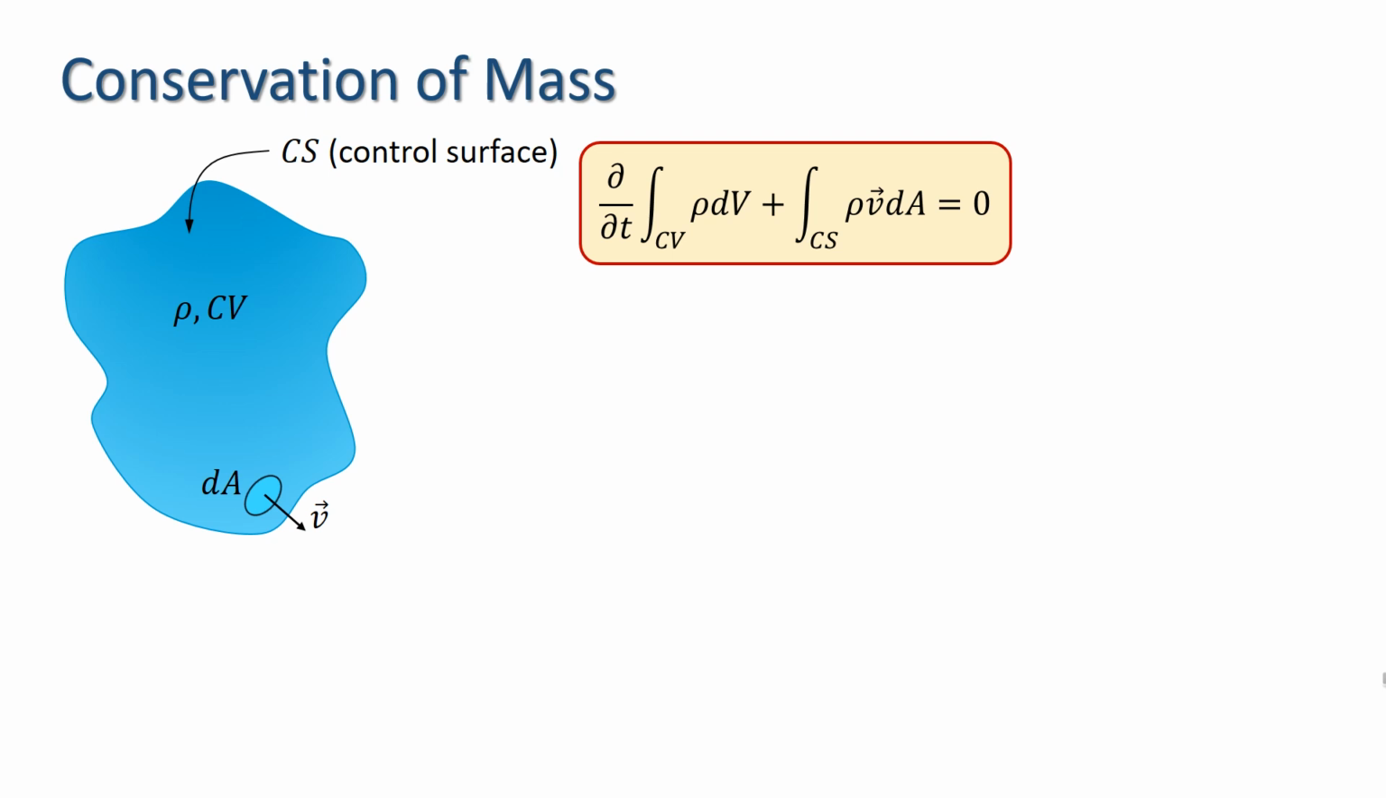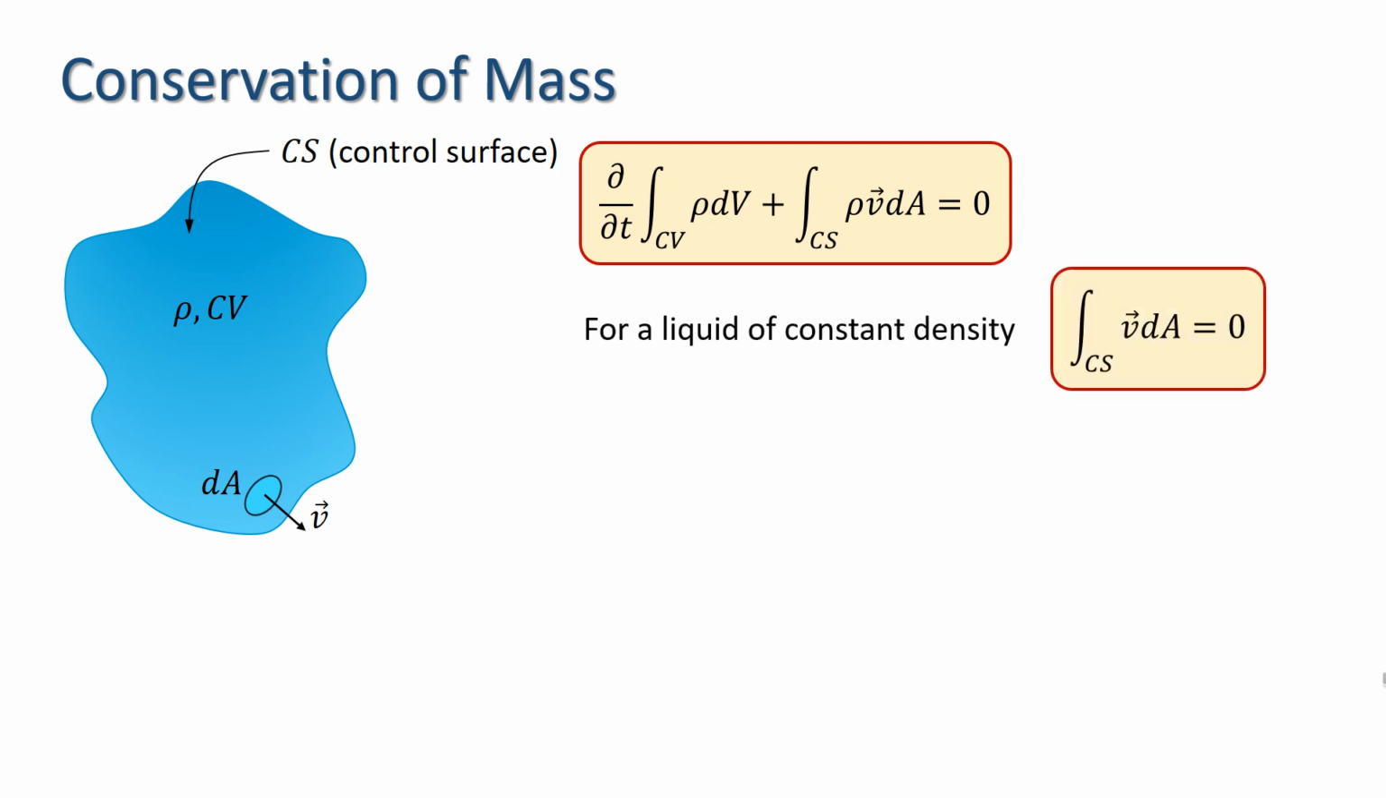For a liquid of constant density, the mass of fluid within the control volume is constant, and thus the left-hand term in this equation is 0, and ρ can come outside the integral on the right-hand side. In this case, the law of conservation of matter takes the form the integral over CS of V dA equals 0, which is usually called the continuity equation.